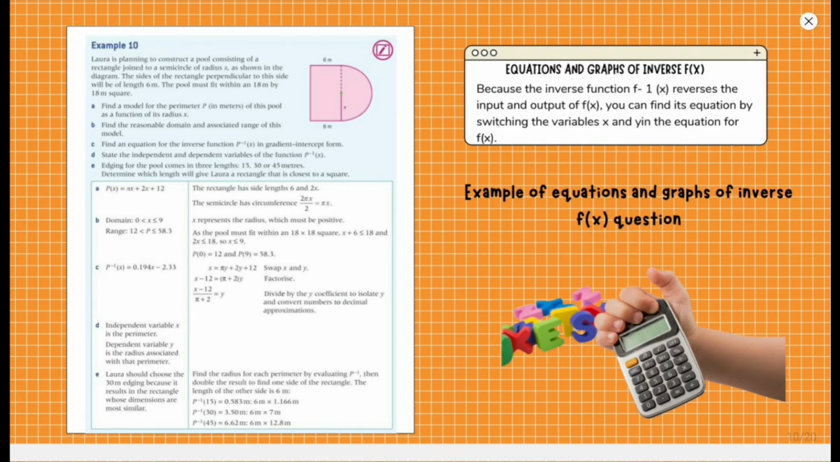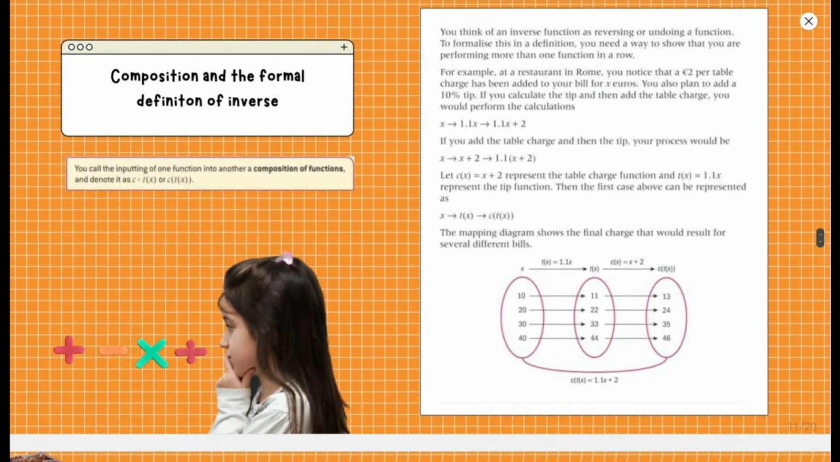And the last one that I want to highlight in this 4.3 topic is composition and the formal definition. You can think of an inverse function as reversing or undoing a function. To formalize this in a definition, you need a way to show that you are performing more than one function in a row. Since we are facing a time constraint, I think you can read the example below by yourself on how composition of functions is illustrated.